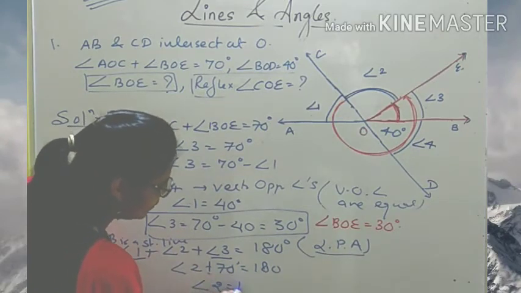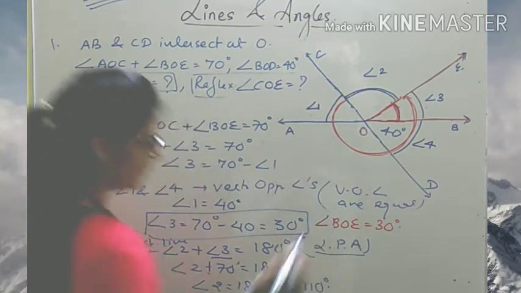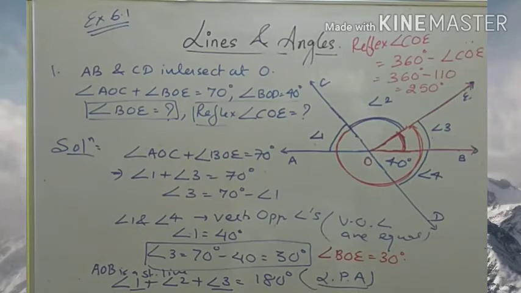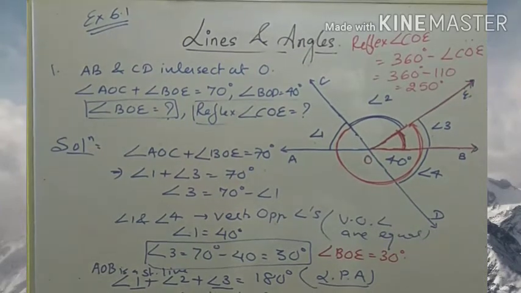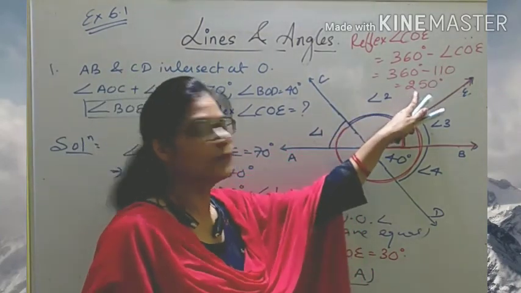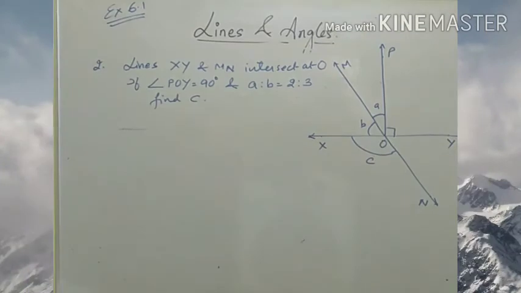So what is angle 2? 180 minus 70, it will be 110 degree. So what is our angle 2? 110 degree. And what we need? We want the reflex angle. So reflex angle COE will be 360 minus angle COE, which is equal to 360 minus 110, which is equal to 250 degree. In this way, we can find the unknown angles.